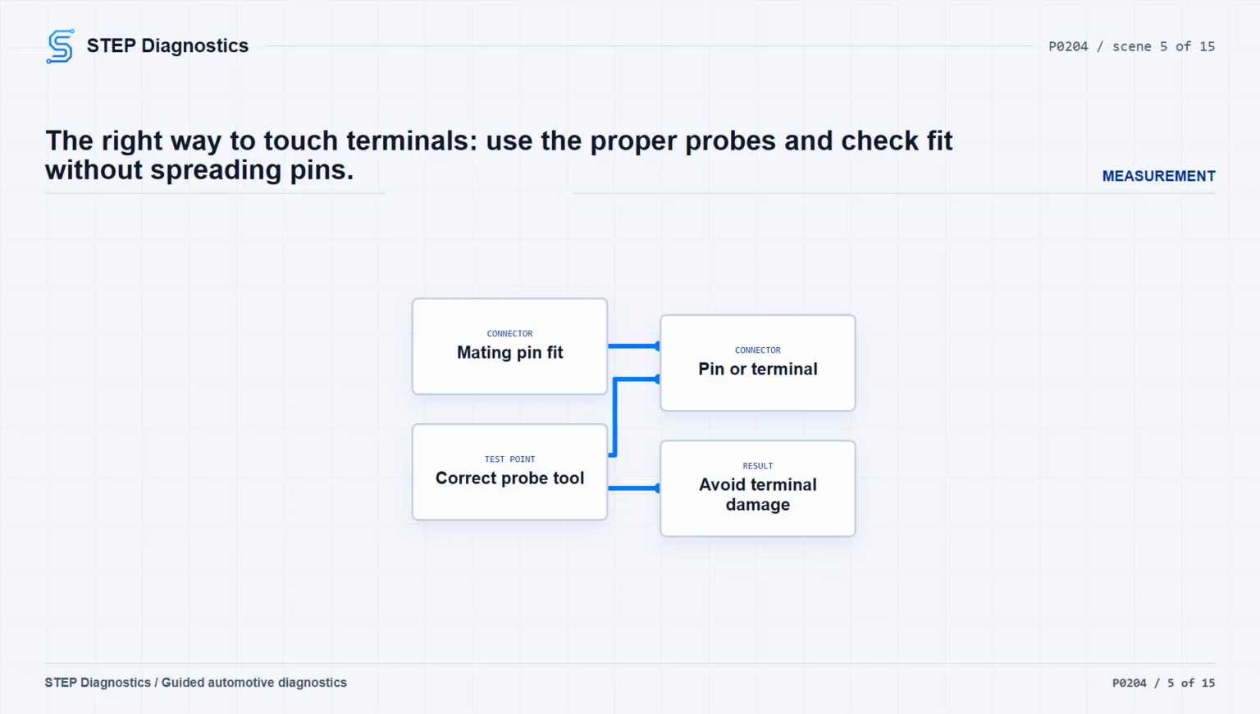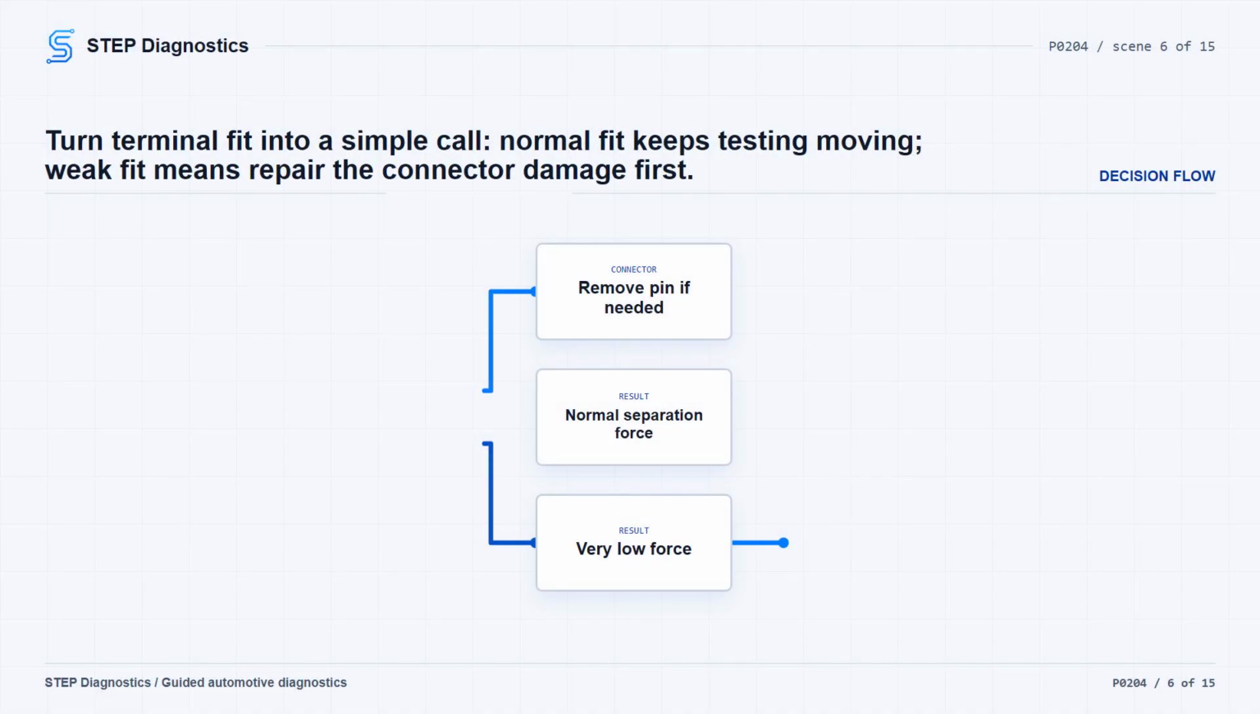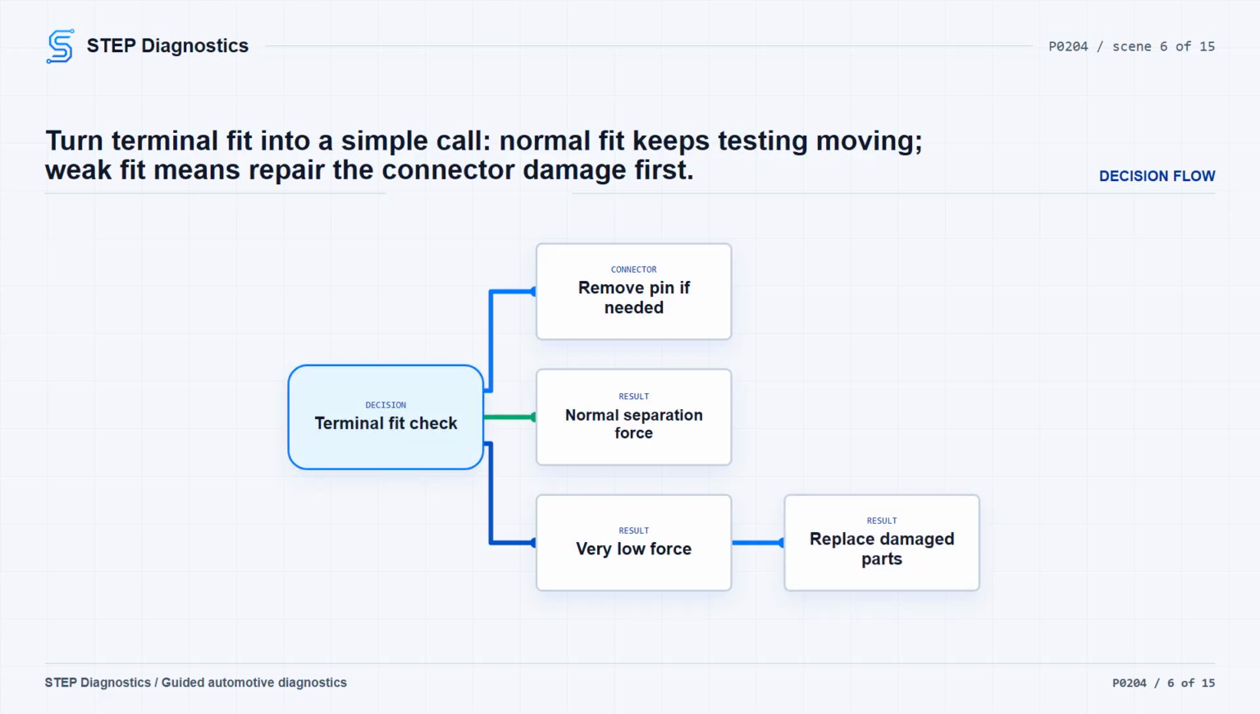Check male to female terminal fit with the mating pin and feel for normal separation force. A damaged pin will have very low separation force. If a small pin cannot be checked correctly because the hard shell, pin guide, or retainer is adding drag, remove the pin as needed for the fit check. If connector, pin, or terminal damage is confirmed, replace the damaged connector, pin, or terminal.